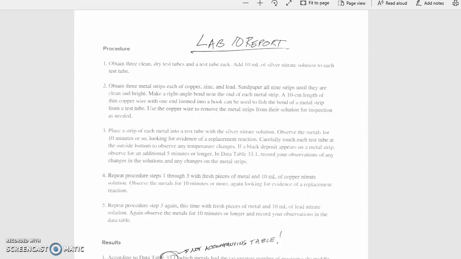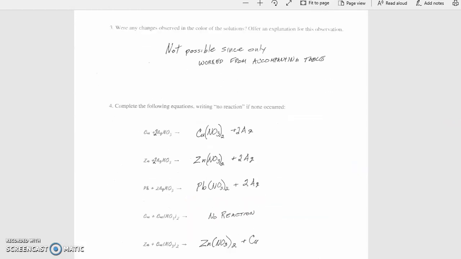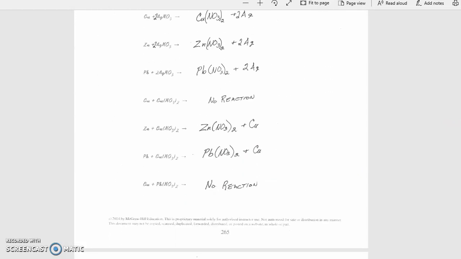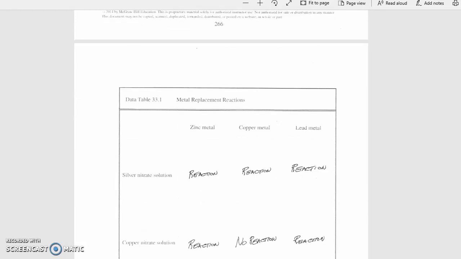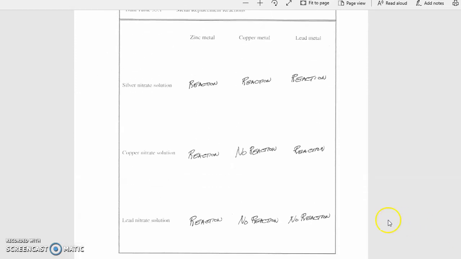This is lab report number 10. Many of you used the accompanying table, not table 33.1, in terms of the greatest, intermediate, and fewest number of reactions. If you look at the results, when you had them, and you had that table filled out correctly, it would be like this.